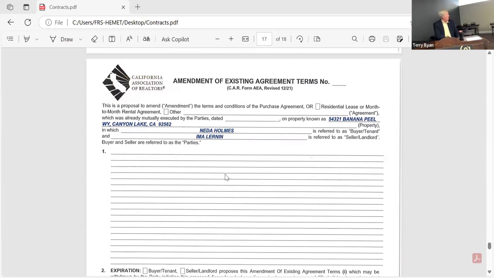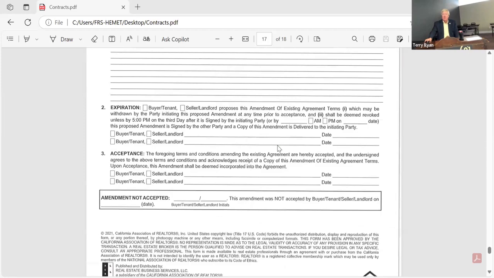I'm having trouble getting information from the VA to do my VA eligibility and things. So we need to change a few things, and whatever it happens to be, you can amend in here. And that's just amending the existing agreement terms.